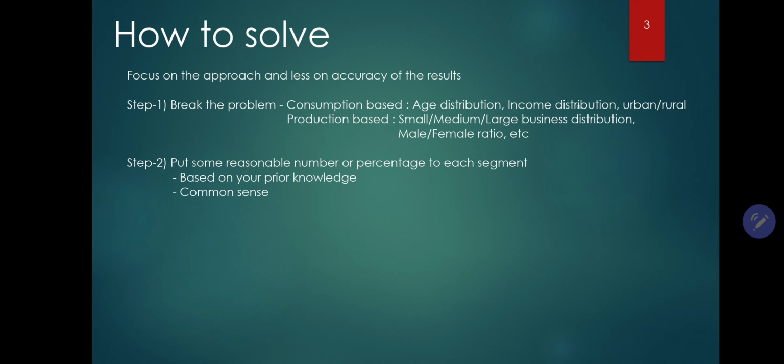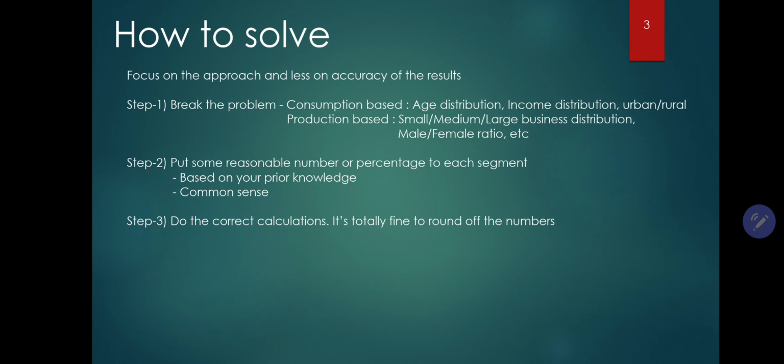It is not like you can just put 50-50 or 70-30% like that. You should have some backing for those percentages, because whoever is looking at those numbers, if those are very much offset, they are going to ask you for the reason for the percentages which you have considered, right? So have some reasonable numbers for each segment, and put those numbers based on your prior knowledge, and also use some sort of common sense.